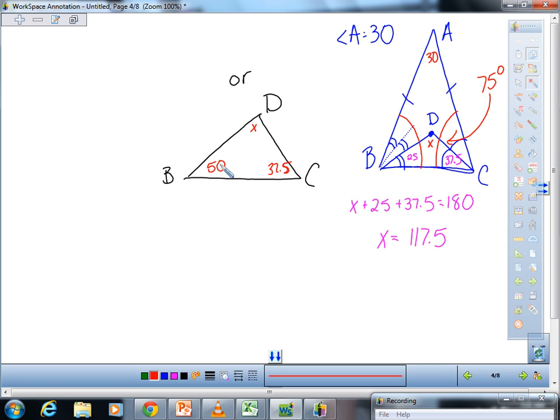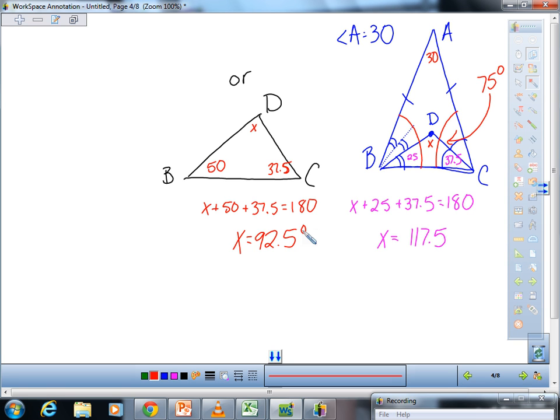You see that? And so if you interpreted it as the other one, then you'd have to set up this same equation. But now say X plus 50 plus 37.5 equals 180. So take 87.5 away from that, and you end up getting 92.5. Awesome. What number was that? That was number 16. Okay? That was awesome.